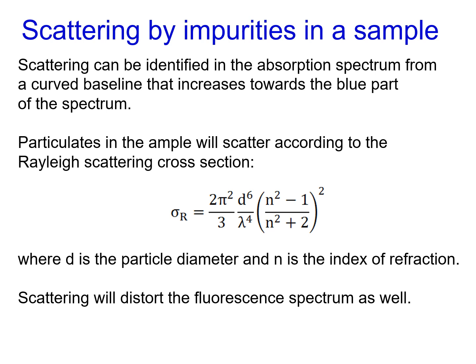Impurity scattering is typically what we call Rayleigh scattering, scattering by particles that are quite a bit smaller than the wavelength of light. The Rayleigh scattering cross-section depends on the sixth power of the particle diameter. Again, this simple model breaks down when the particle diameter approaches the wavelength of light, and then you get into the range of Tyndall scattering.